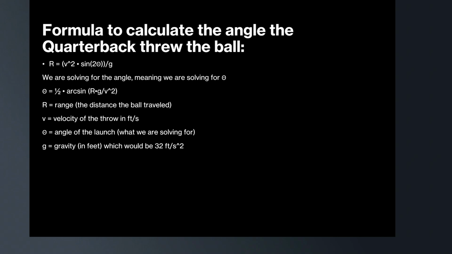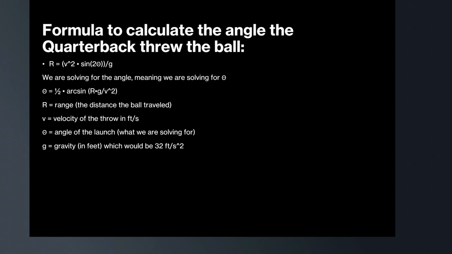And to calculate the angle at which the quarterback threw the ball, using projectile motion, that equation would be R = v² sin(2θ) / g. But since we would be solving for the angle, meaning we would be solving for theta, you would have to rearrange that equation to where we are solving for theta. And as you can see there, that's what all the variables in this equation mean.